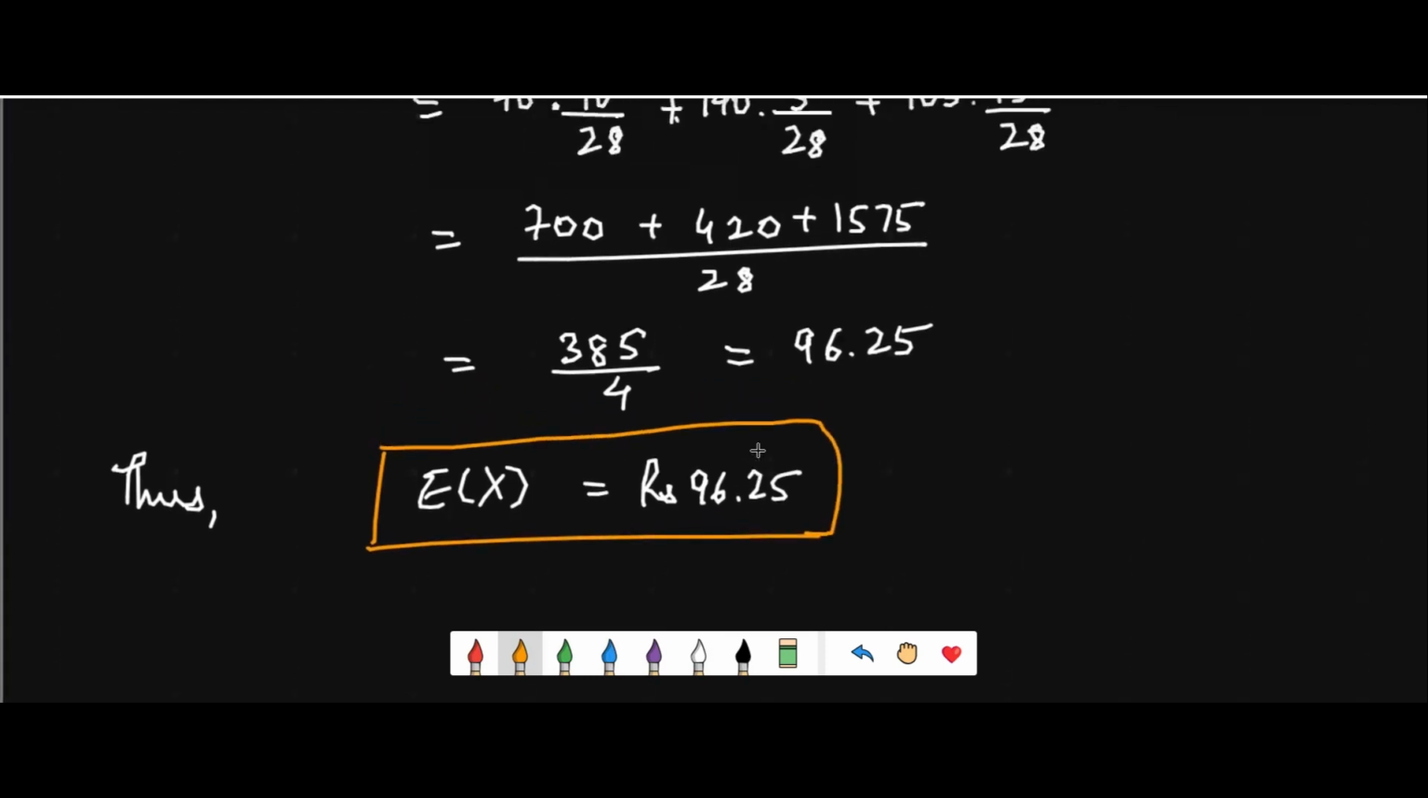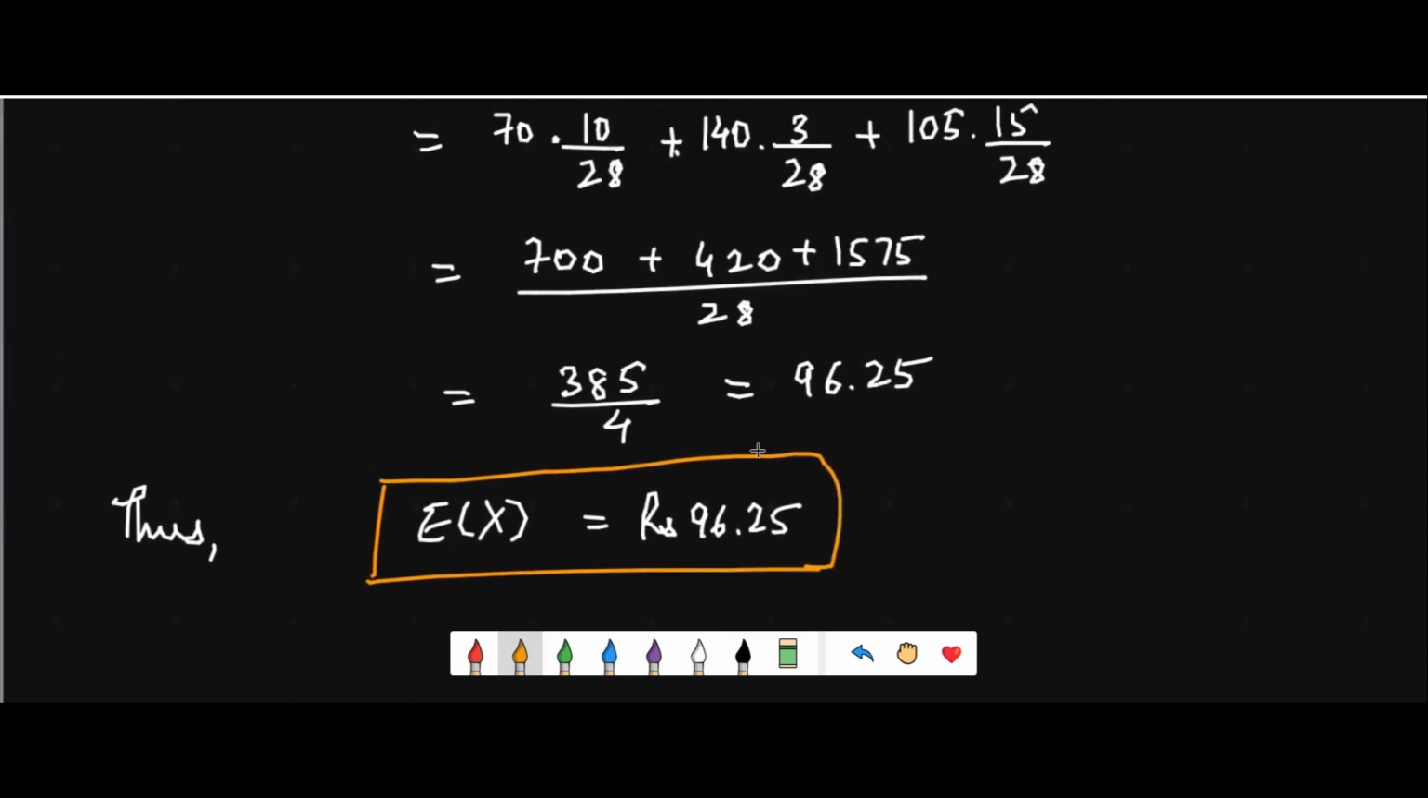So like this, we can answer the questions when it comes to discrete random variable.